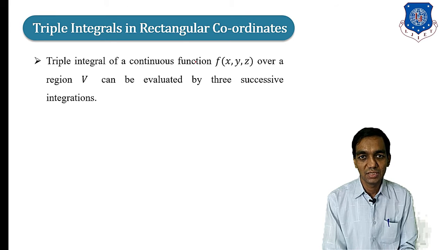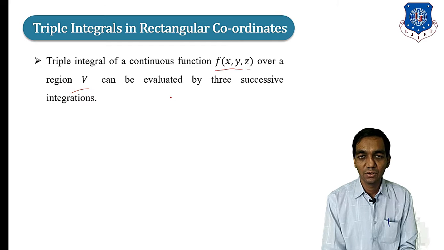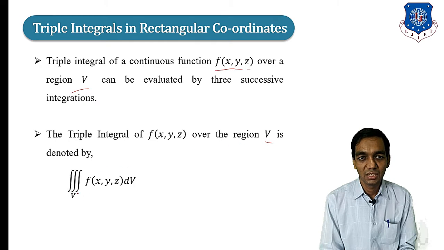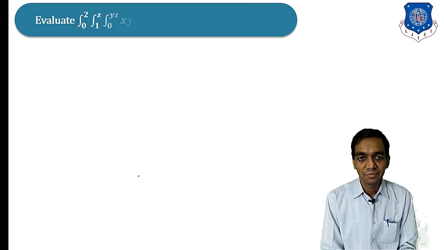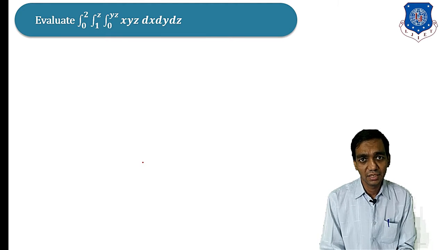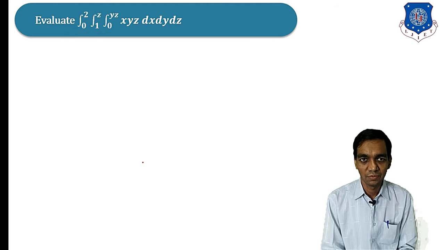Suppose f is any function of three variables x, y, z over a volume region capital V, then it can be evaluated by three successive integrals. Triple integration over volume V is denoted by triple integral over V of f of x, y, z dV. Correct? Now, two types are there. As we have taken in double integration, either limits are given or limits are not given.